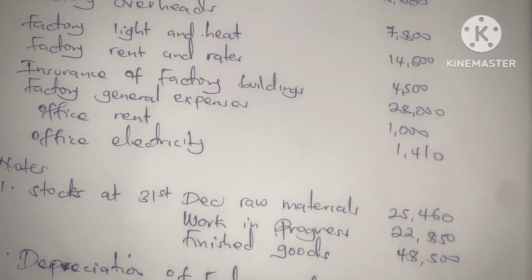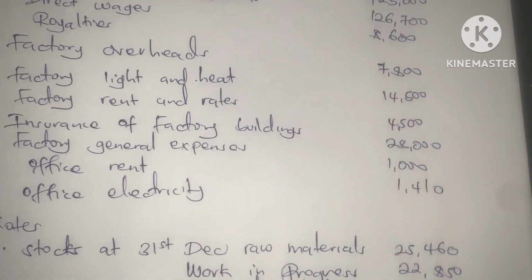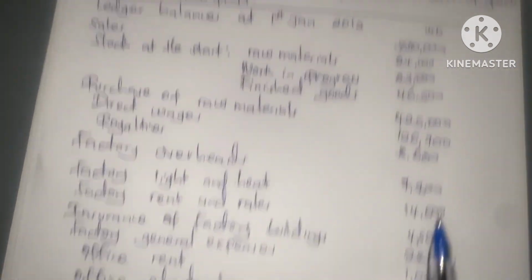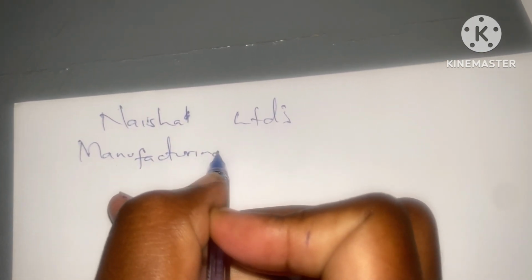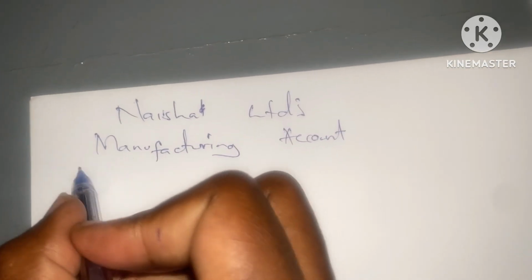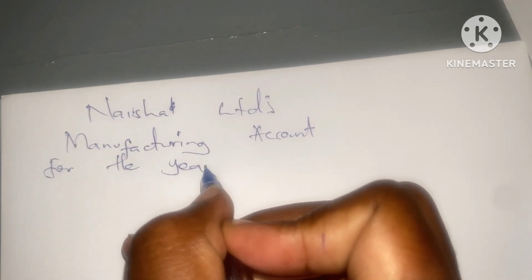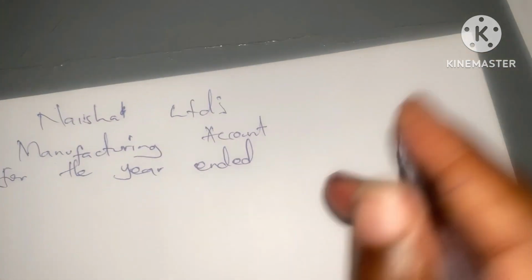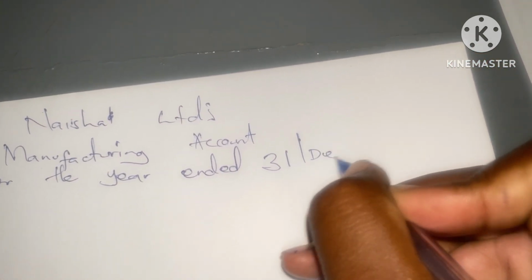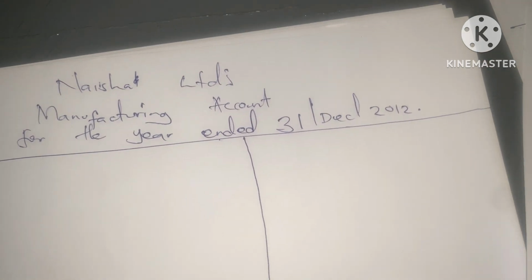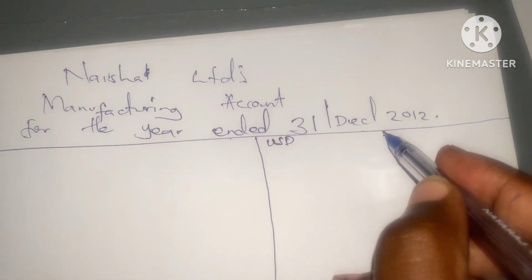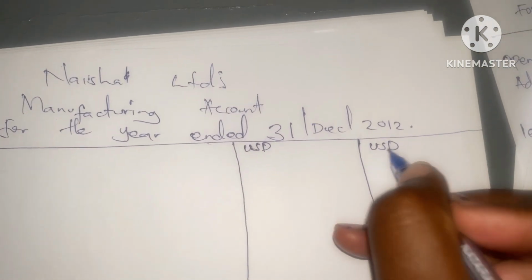Yeah, trading account is like the income statement. So we start with the manufacturing account. Nature Limited manufacturing account for the year ended 31st December 2012. Like that. So the figures are in USD.